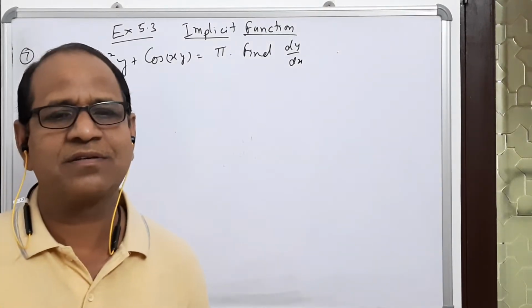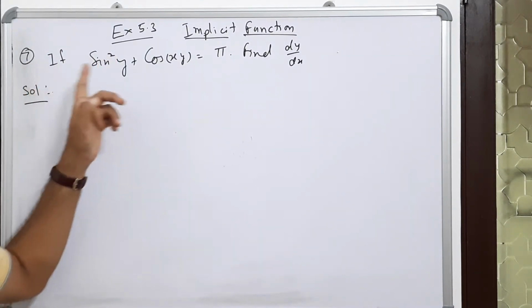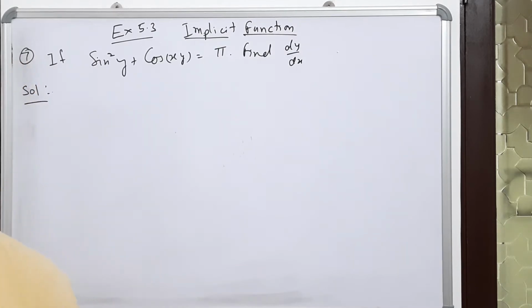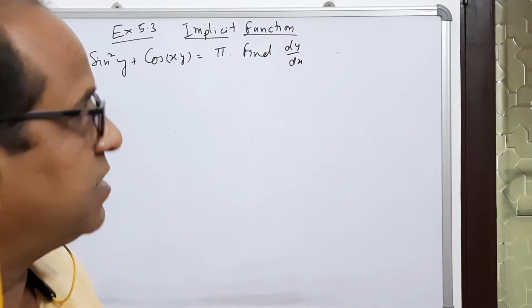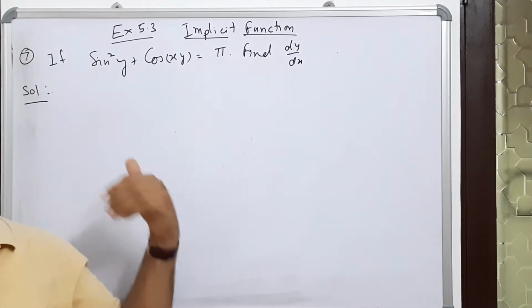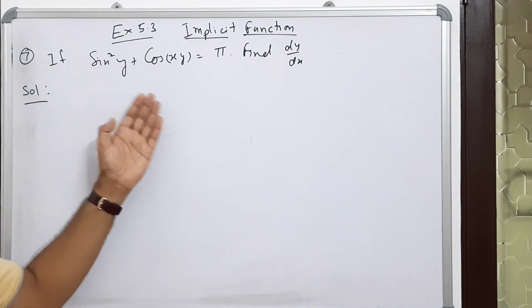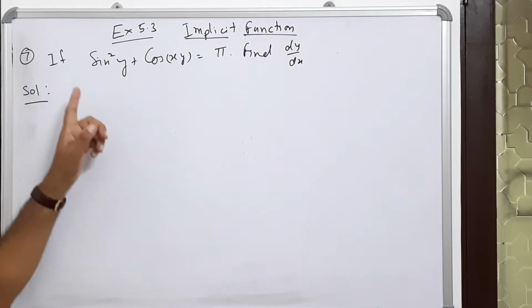Hello students, today I am taking problem number 7 from exercise 5.3 and the topic is implicit function. I told you earlier that implicit function means the function which cannot be expressed in terms of y equal to or in terms of x equals to, meaning we cannot separate x and or we cannot separate y. Now you see the problem.